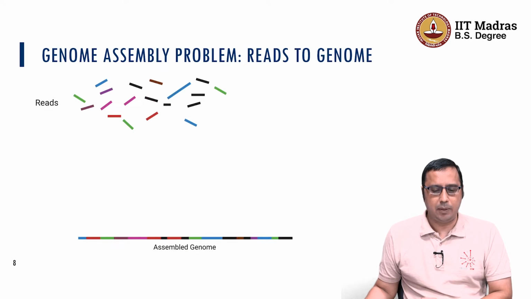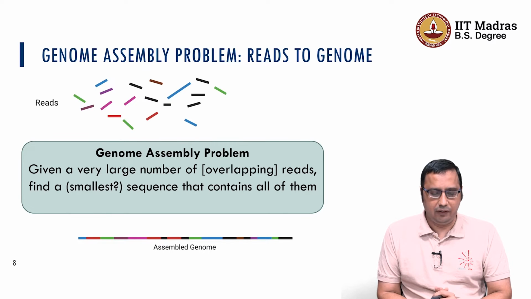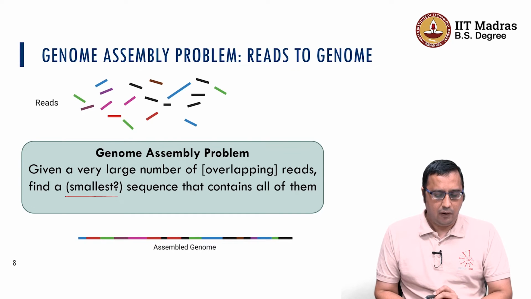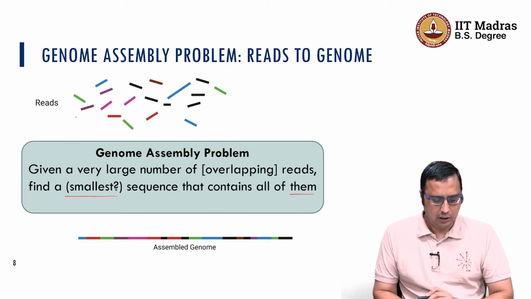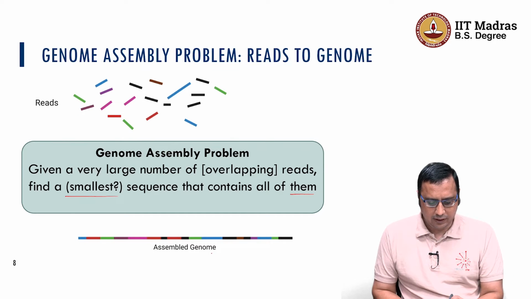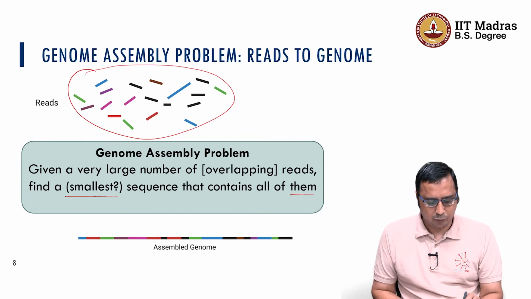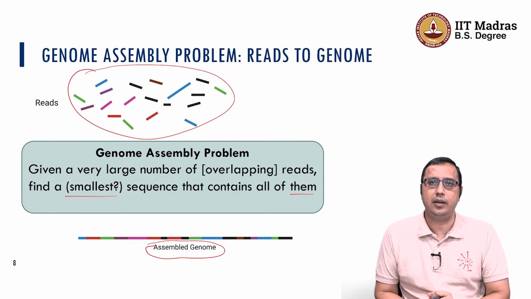And then what is the genome assembly problem? Given a very large number of overlapping reads, find a smallest sequence, and whether it's the smallest is also a question. What we are interested in is finding a sequence that contains all of those reads which we have sequenced, in an ideal scenario. Finally, we have to come up with an algorithm which takes these reads and provides us an assembled genome. That is the genome assembly problem.